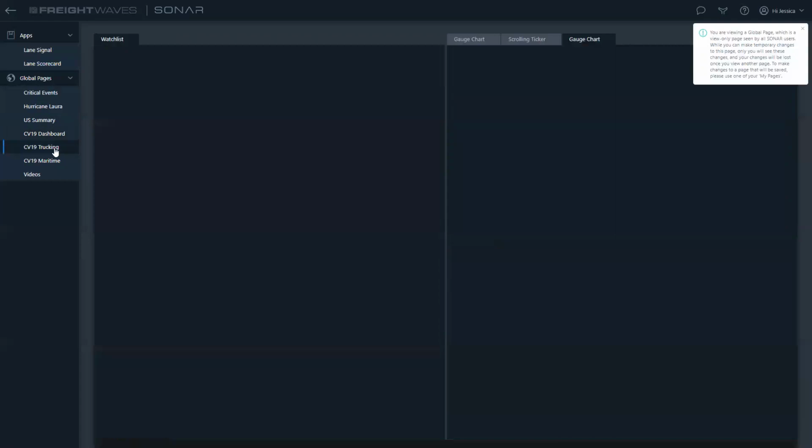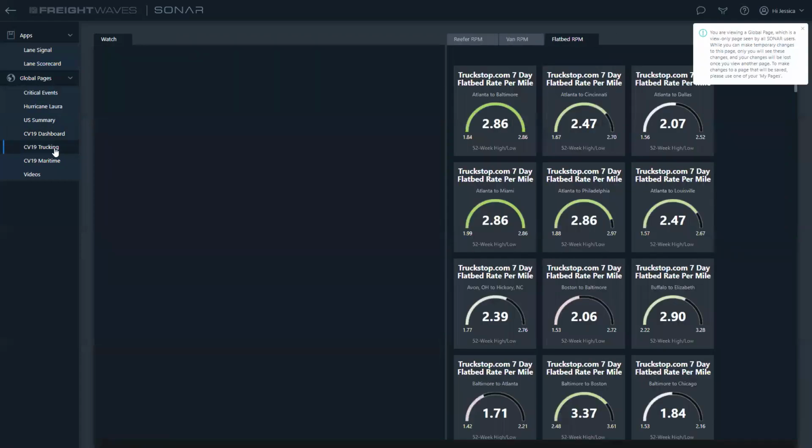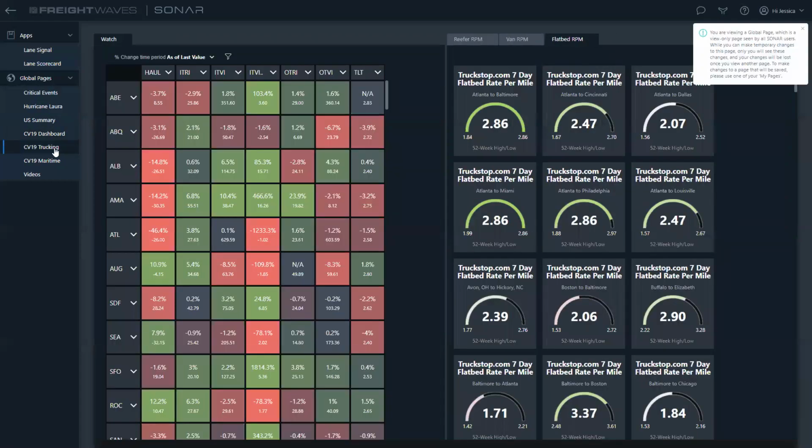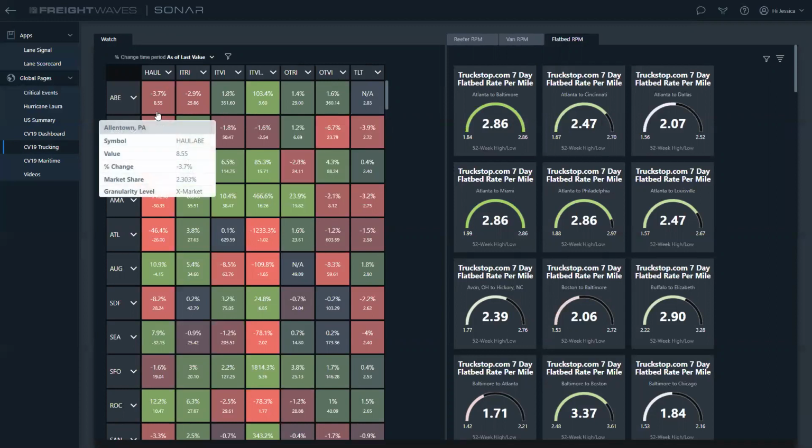The next one is the CV19 Trucking Dashboard. On the left-hand side, we have a market table. This is a watch list that has all of the markets on the left-hand side, and then all of these different data points on the top. So you can see haul, inbound tender rejections, inbound volume, outbound rejections, and tender lead time. The bottom number on each one of these is the most recent data value. All of these are updated every single day, so this is yesterday's data.